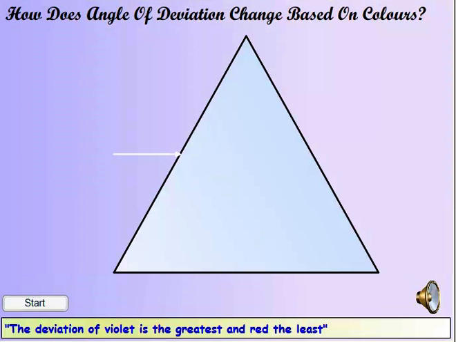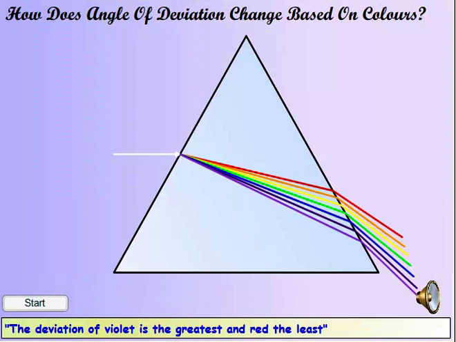When white light is incident on one face of the prism, the light is split into 7 rays. Each ray is a separate color. The rays are violet, indigo, blue, green, yellow, orange and red. Each of these colors share the same frequency but different wavelengths.